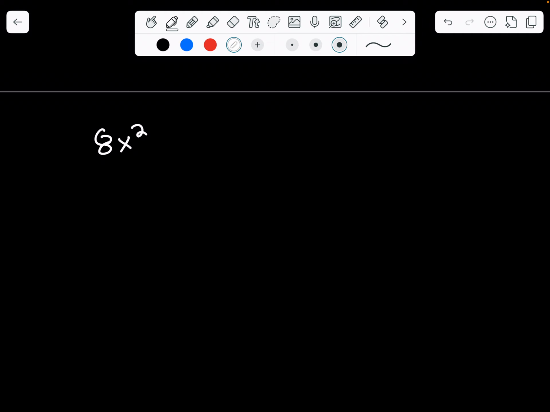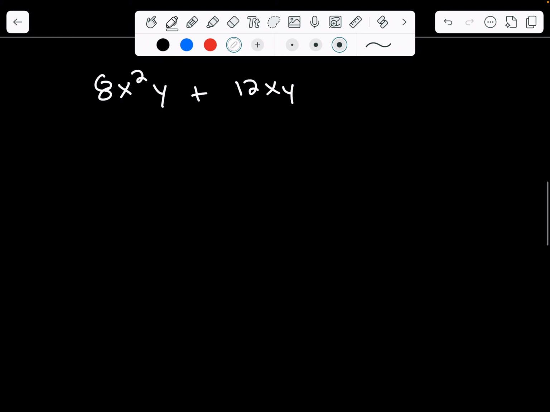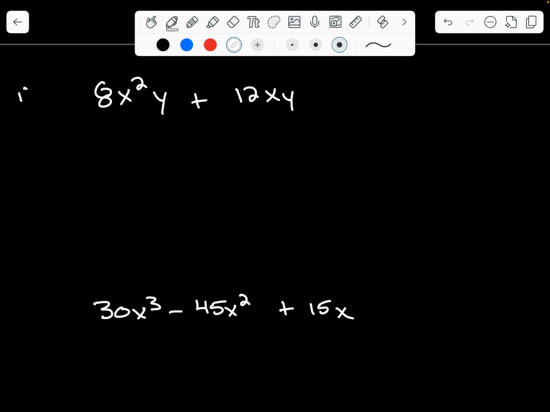So I'm going to leave you with two more. 8x squared y plus 12xy, and 30x cubed minus 45x squared plus 15x. So what I'm going to have you do, I'm going to do the first one with you, and then the second one, go ahead and do on your own and drop the answer in the comments, and we'll see if you did it right. So go ahead and pause the video. We're going to do the first one together.